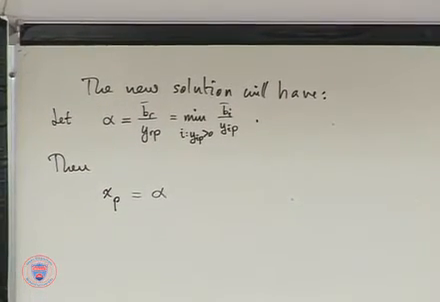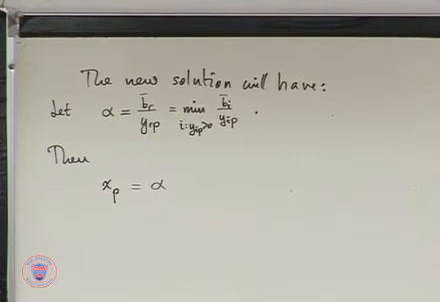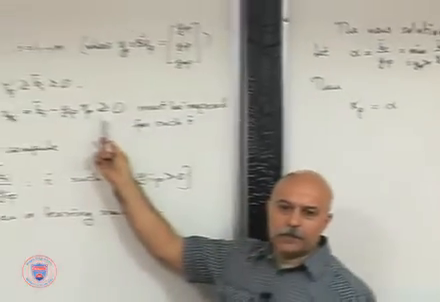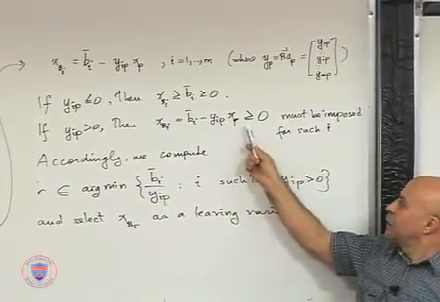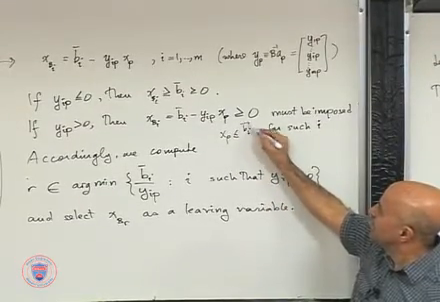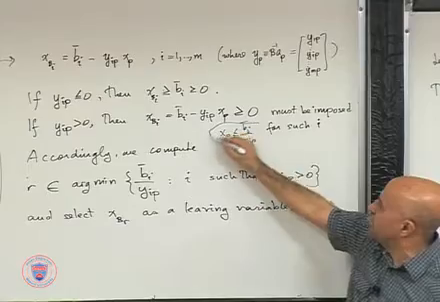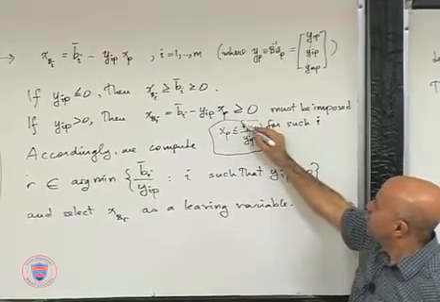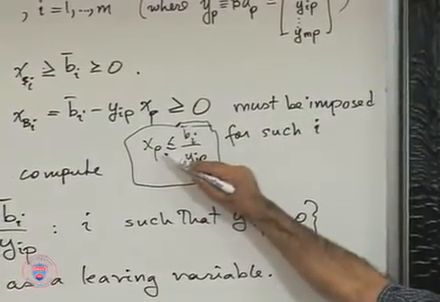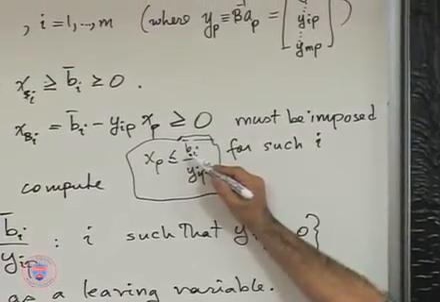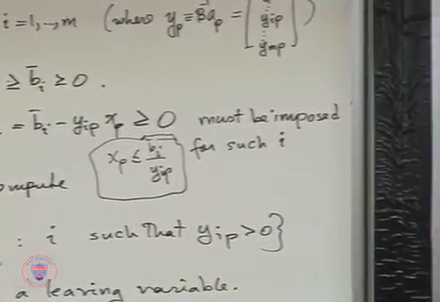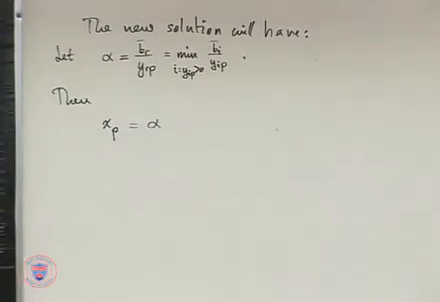Why is that the largest you can make that one? The reason is you want to satisfy this inequality for every such i. So x_p is bounded above by every such ratio as long as y_ip is positive. And for that reason, as soon as you assign a value to x_p which is larger than the minimum ratio, you violate at least one of them. You don't want to violate any of them. So that's why the blocking occurs with the minimum ratio.